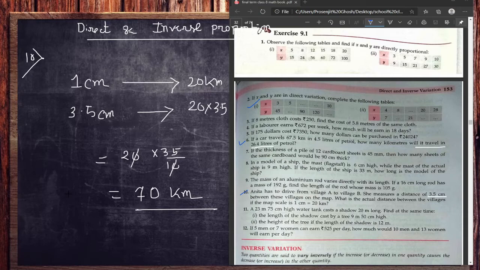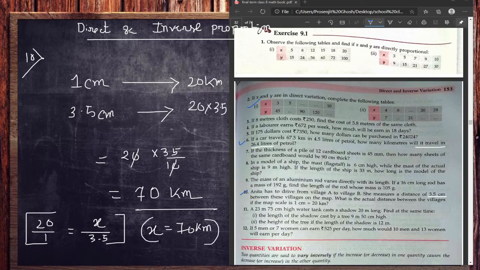If you want to do it in the form of direct variation, then just write it like this: 20 by 1 should be equal to x by 3.5. So you have to find the value of x from here, which will be nothing but 70 kilometer. I gave you both strategies over here, and now it is up to you which one you will follow.